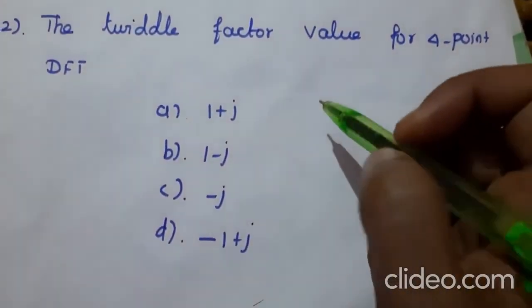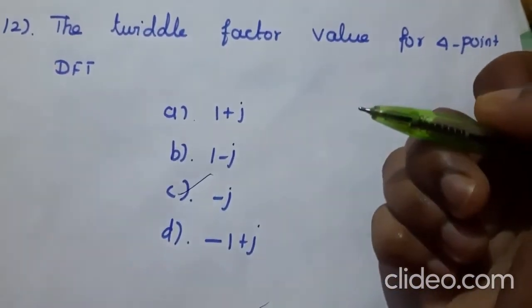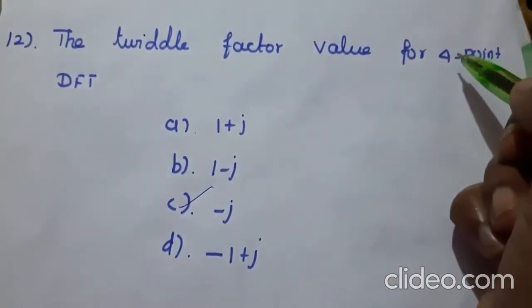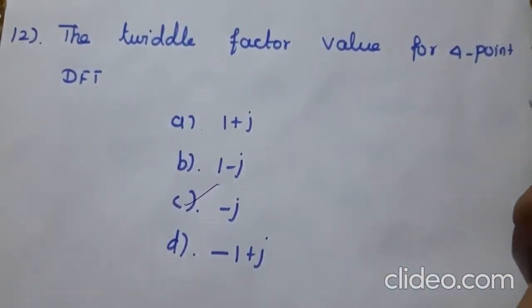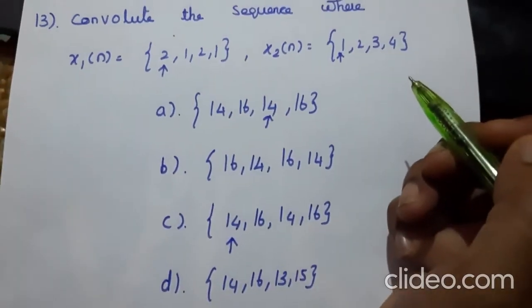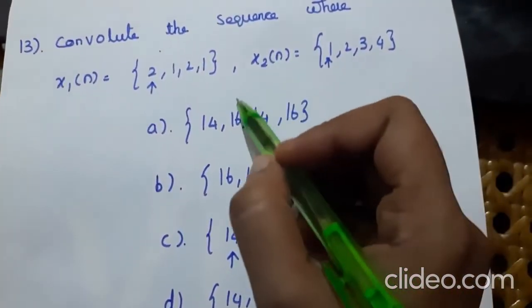12th question, the twiddle factor value of 4-point DFT is minus j. So here the answer is C. The twiddle factor for 4-point DFT is minus j, C is the answer.